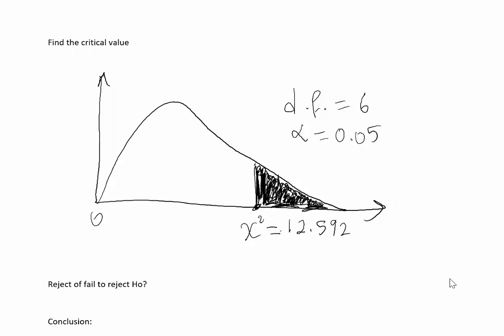Where's 14.80, guys? It's going to be on the right, because it's bigger than 12.592. So it's going to be somewhere here. And this is a right tail test. So as you can see, it's in the rejection region. So what's my decision going to be here? Reject what? H0.